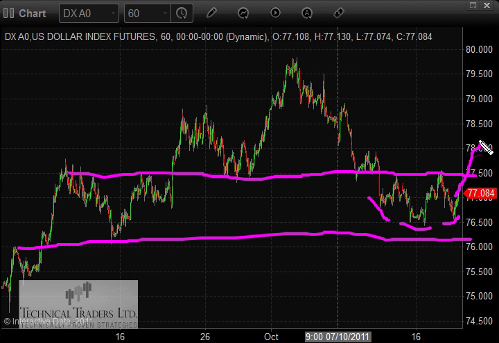and I have a feeling we could see the US dollar index move on up to the 78.50 area, and possibly even 78.75 somewhere up here. And of course, if we see a rise in the US dollar index, it's going to put pressure on stocks and commodities.